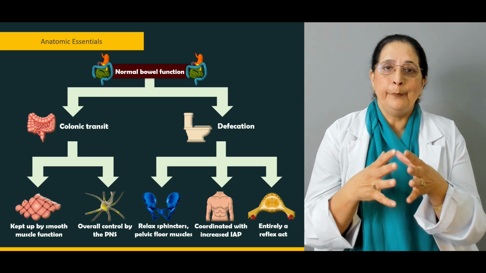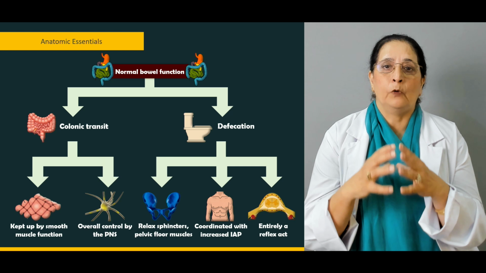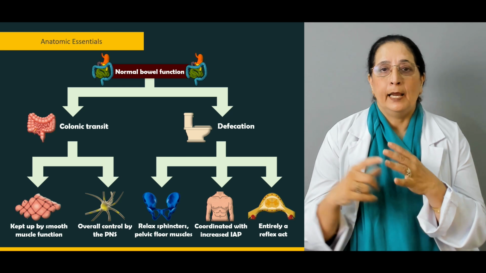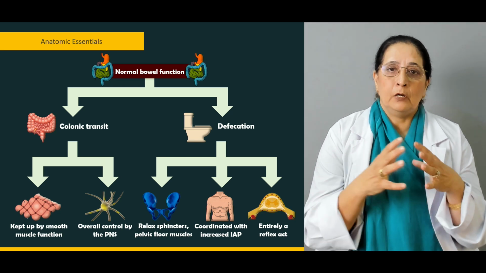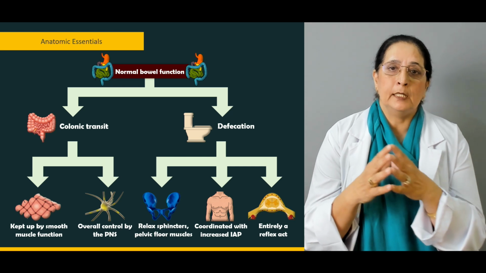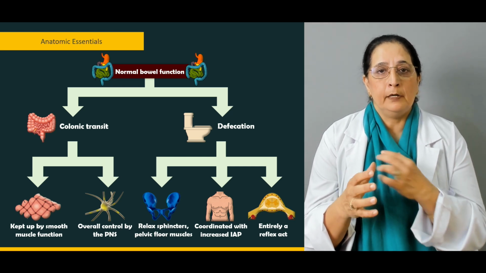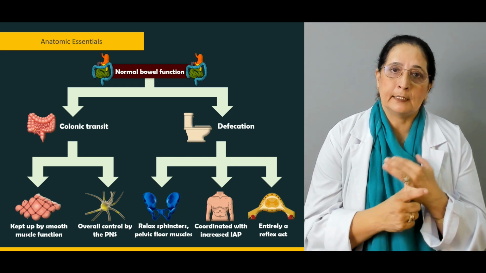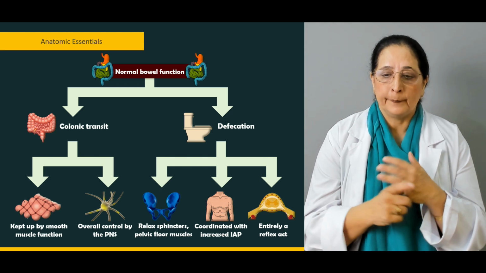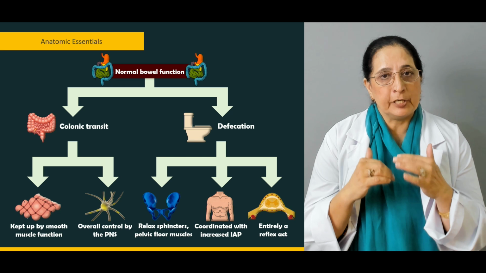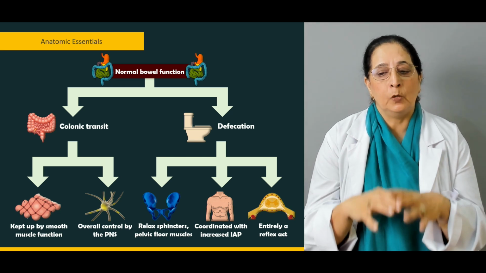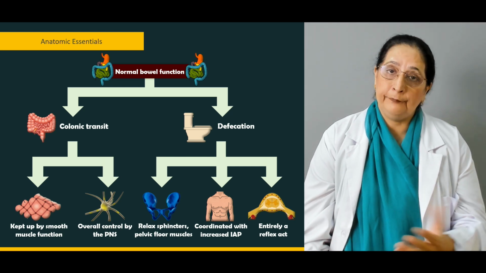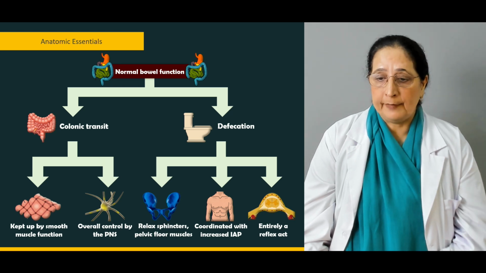So these are the two main parts responsible for normal bowel function: colonic transit and then defecation. Colonic transit is by the smooth muscle and the peripheral nervous system function, and then defecation is by the relaxed sphincters and pelvic floor, coordinated with increased pressure in the abdomen that pushes it down, and it is a reflex arc or reflex act.